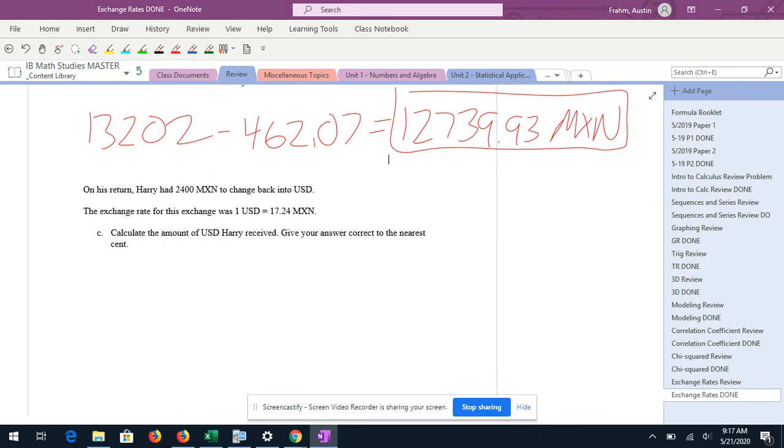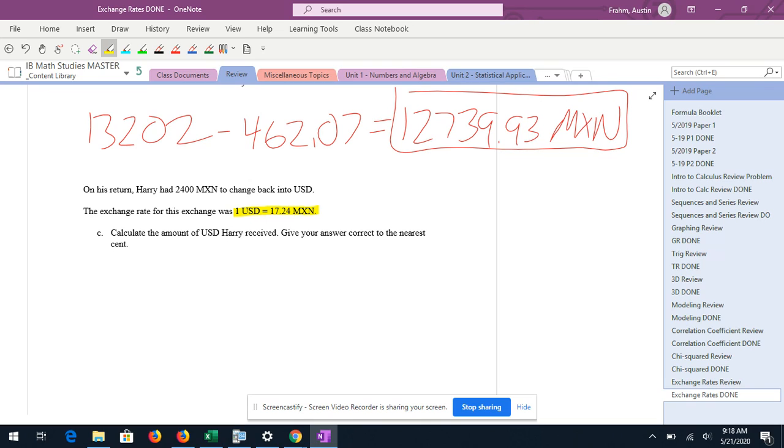It says on his return, Harry had 2,400 pesos to change back into US dollars. The exchange rate for this exchange was $1 equals 17.24 pesos. Calculate the amount of dollars Harry received. Give your answer correct to the nearest cent. So the good thing about this is there's no commission rate to worry about, so we can just set up a proportion right away to figure out our US dollar amount.